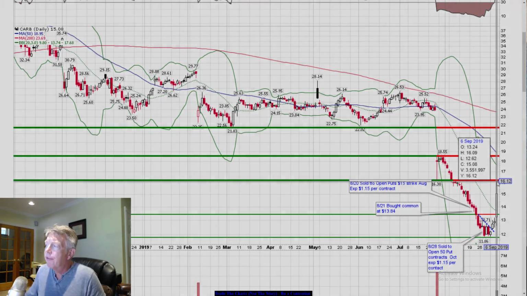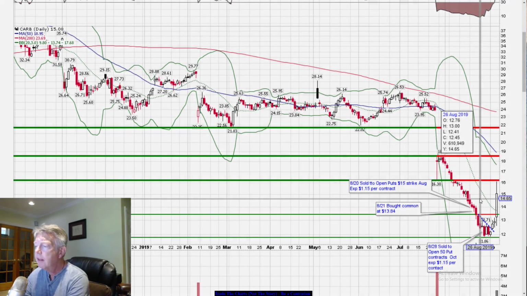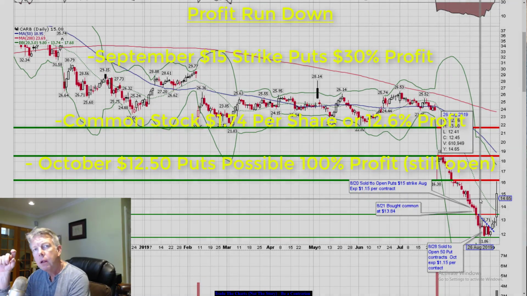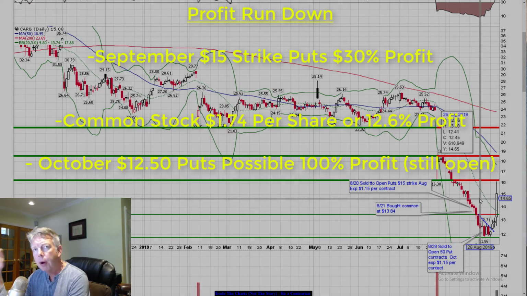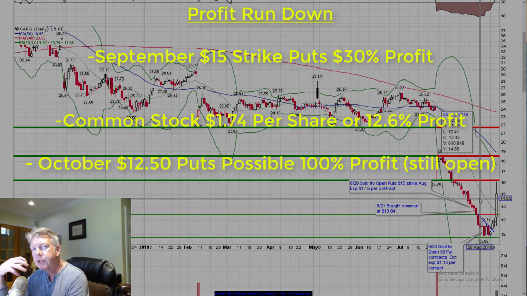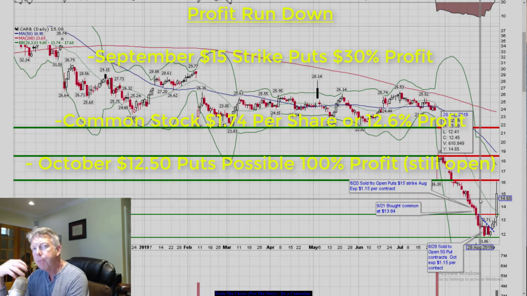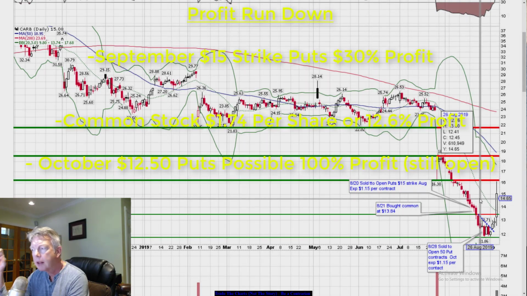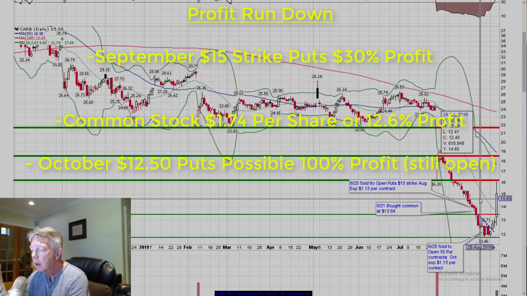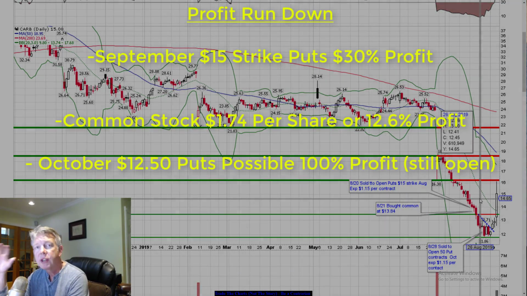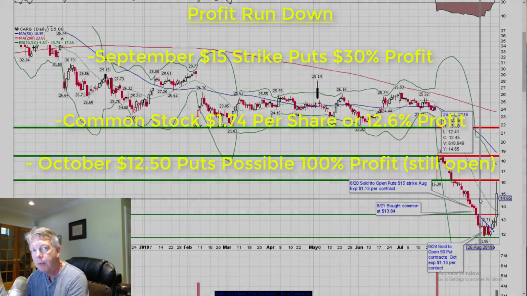So I decided first out, best out, and we began to unwind the position. So we closed out the September 15 put. We bought to close that position. Remember, we sold to open at $1.15. We bought it back at 80 cents per contract, bringing us in 35 cents per contract, or a 30% profit. We booked a $1.74 per share profit on the common stock. That was a 12.6% profit.